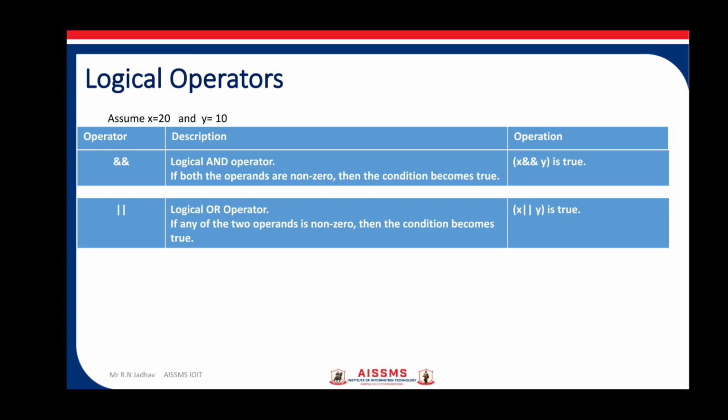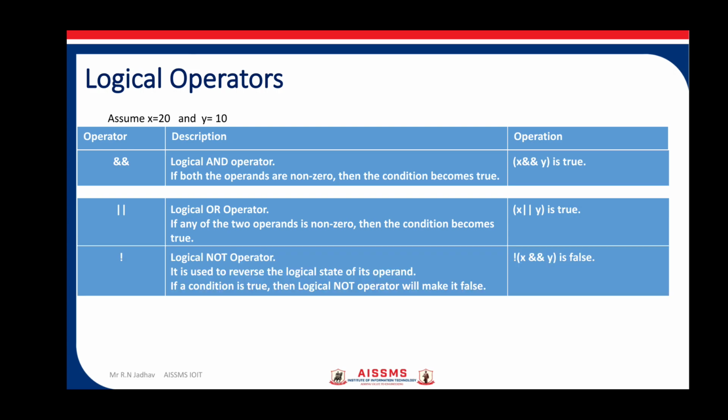Then the logical OR operator. It is shown by two vertical bars. Again, it will check if any one of the two operands is non-zero, then the condition becomes true. Then logical NOT. It is used to reverse the logical state of the operation. If the condition is true, then the logical NOT operator will make it false.